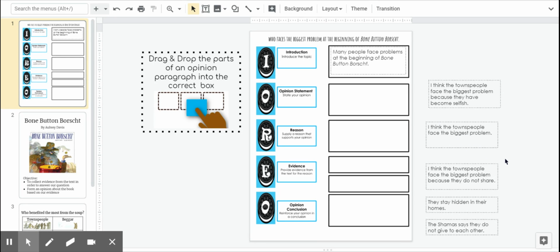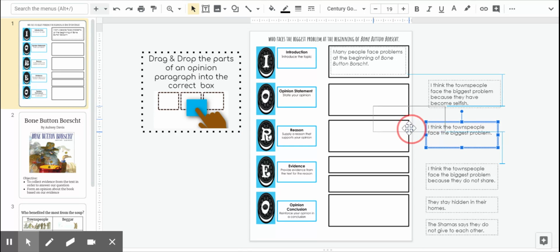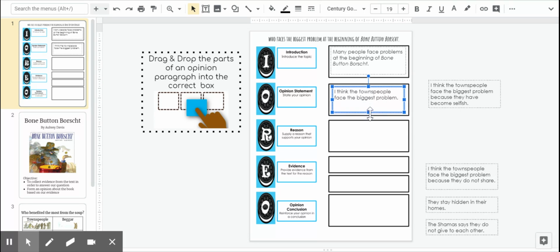In order to follow up the introduction sentence, we'll next share our opinion by saying, I think. Remember, we're answering the question, who faced the biggest problem at the beginning of Bone Button Borscht? In our opinion statement here, I think the townspeople face the biggest problem. That is a great example of an opinion statement that shares what our opinion is for the beginning of the story.